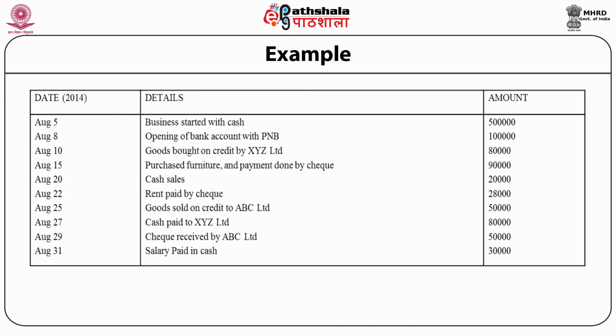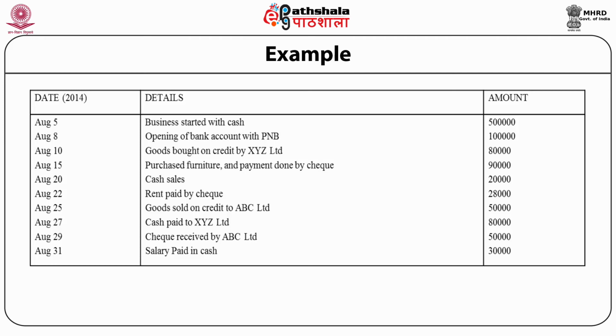August 25, ABC Limited account debit, rupees 50,000. To sales account, rupees 50,000. Summary, goods sold on credit.